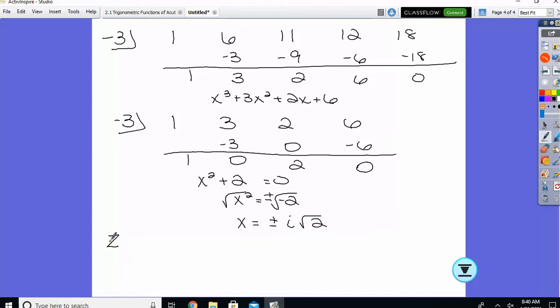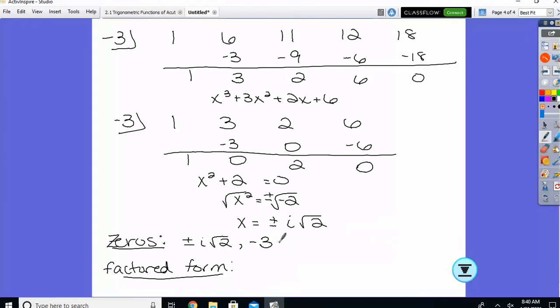So I asked you for two things here, the zeros and the factored form. The zeros would be the plus and minus i radical 2. It was a degree 4, so I should have 4 of them total. That's 2, i radical 2 and negative i radical 2. What else worked? x plus 3. So my 0 would be a -3, and it worked twice, so we put multiplicity 2.